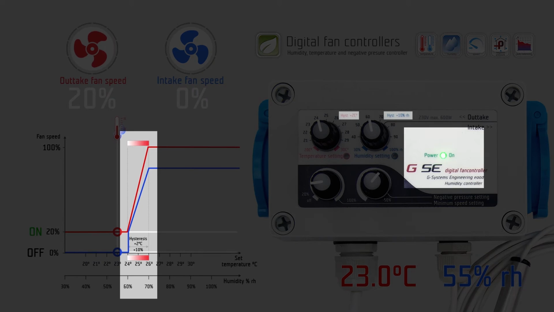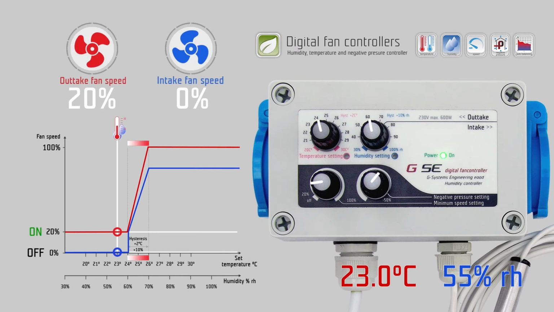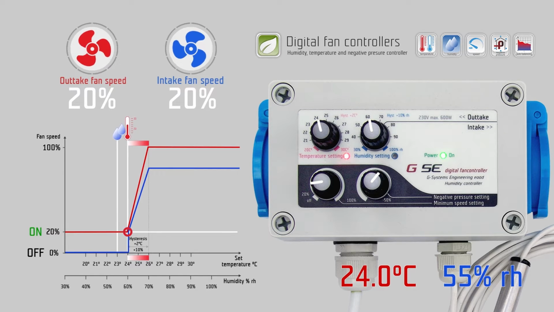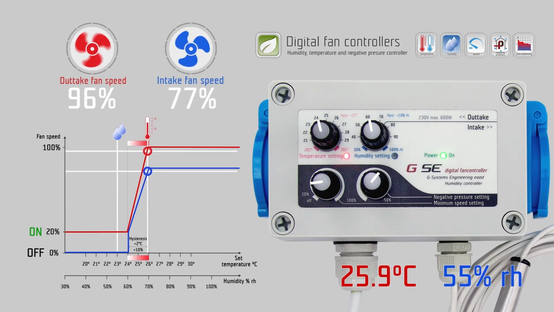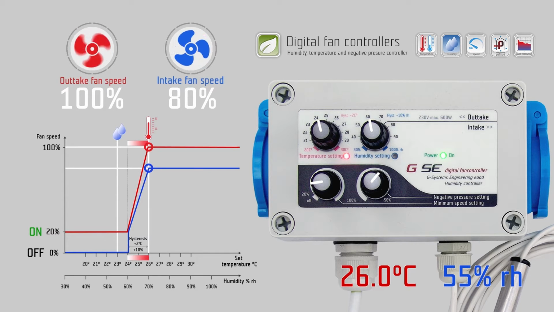The hysteresis is a fixed value of 2 degrees Celsius and 10% relative humidity. The hysteresis is the controlling range of the fan speed according to the temperature or the humidity. In this 2 degrees Celsius the fan speed will change from the lowest point given from the minimum speed setting, to the highest point of the regulation, 100% of the fan speed, depending on the measured temperature.